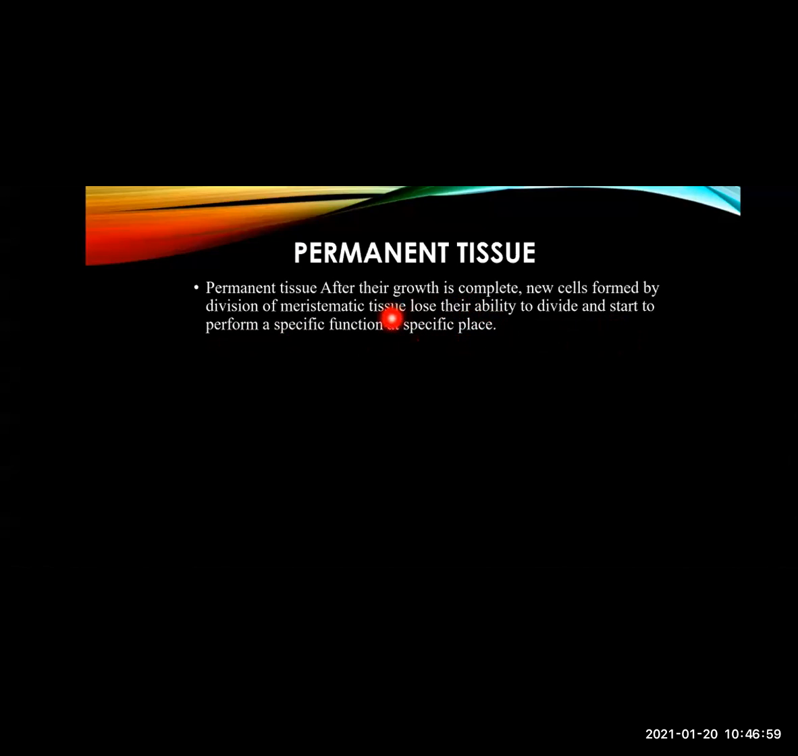Okay, so remember this, they lose their ability to divide, their function, their shape get fixed, they perform specific function at specific place. Such tissues are known as permanent tissue. This is to be highlighted. Lose their ability to divide, perform a specific function at a specific place. They acquire specific structure, shape, and location and perform a specific function.